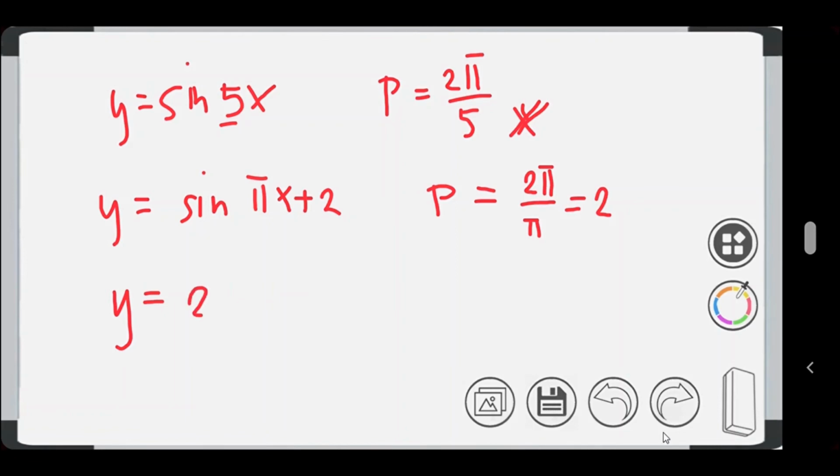Now, what if for the function y is equal to 2 sine ex? What is our period? Since the number before x is e, we have our period as 2 pi over e. See that the period was not affected by the number 2 before the sine, since that only affects our amplitude, and amplitudes, phase shift, and vertical shifts will be tackled in different videos.